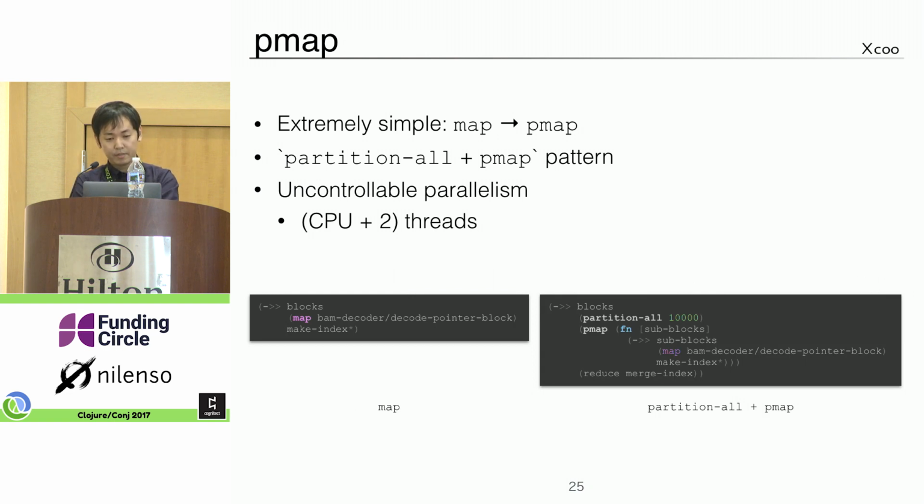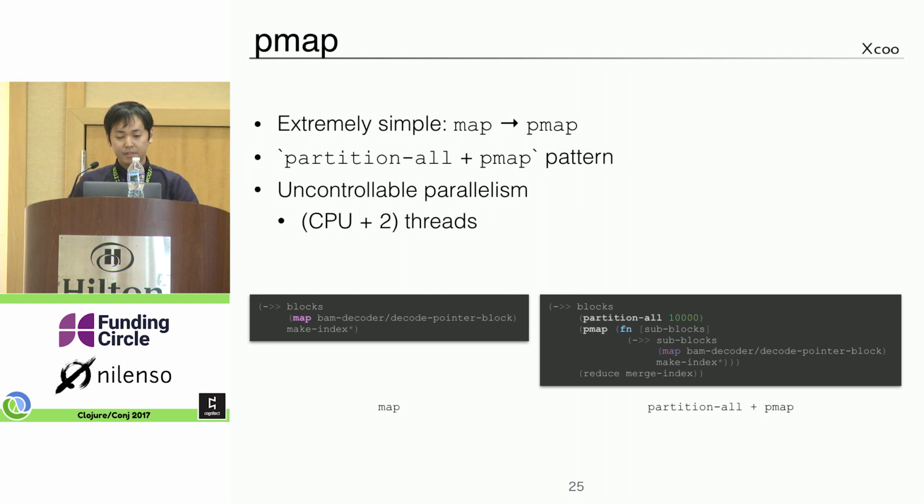pmap makes it extremely simple to change serial sequence processing to multi-threaded processing. It's just replacing map with pmap. But in such cases, simple replacement may not give good performance because of context switching. So you should remember the partition plus pmap pattern, which splits the source sequence with a fixed chunk size and evaluates the chunks concurrently.